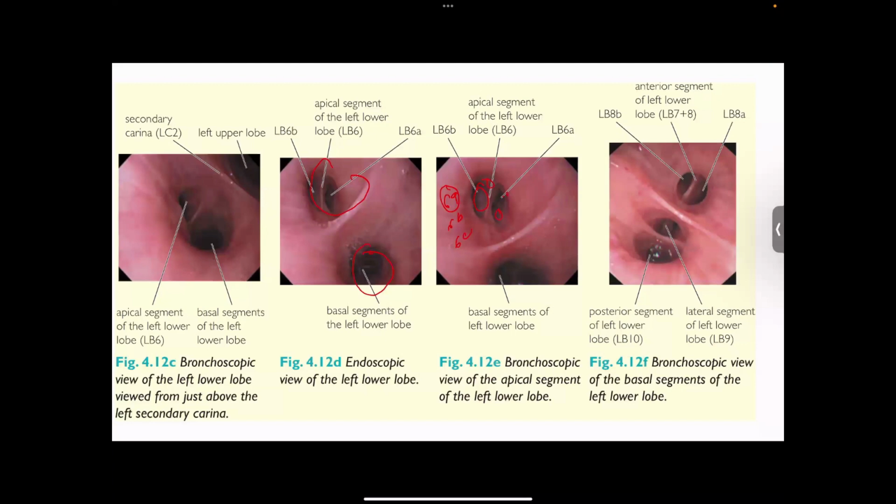Sorry, A is seen here, it is the apical one. So B and C can be seen here. Yes, like this one.